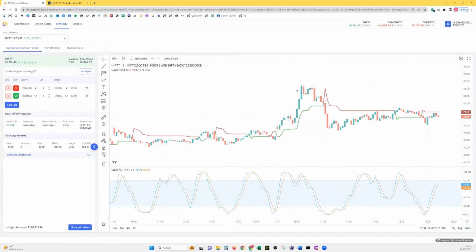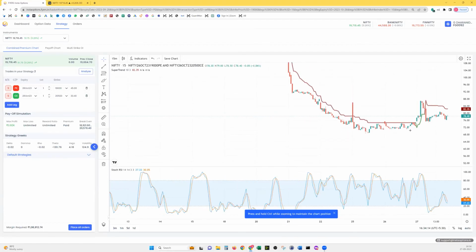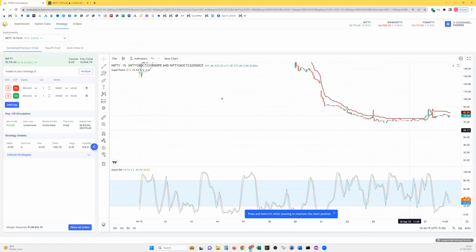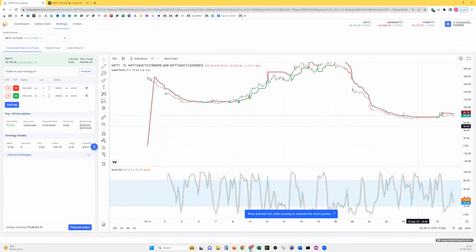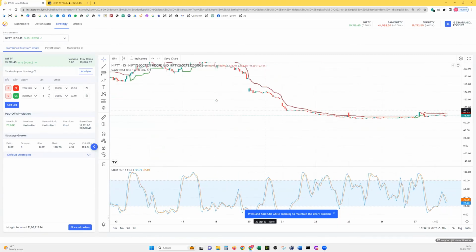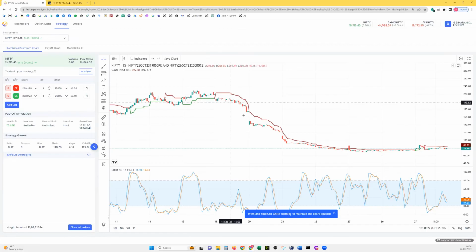So hence it's a positional trade setup. I'm going to look at it for monthly contracts as well, so hence it's a far OTM strike. You can identify that the trade was given an entry at 206 and it kept on coming down.